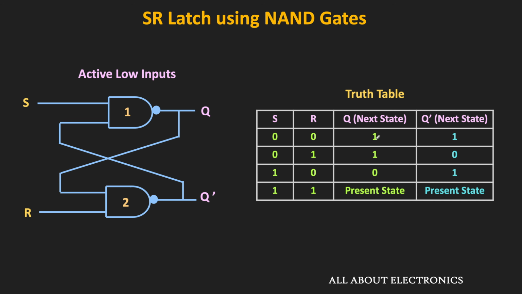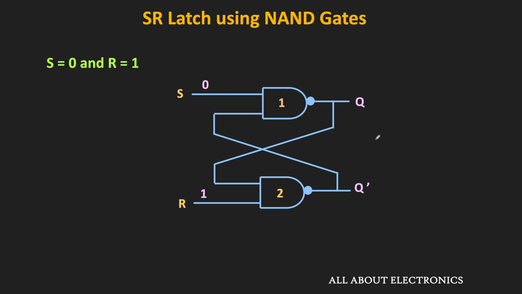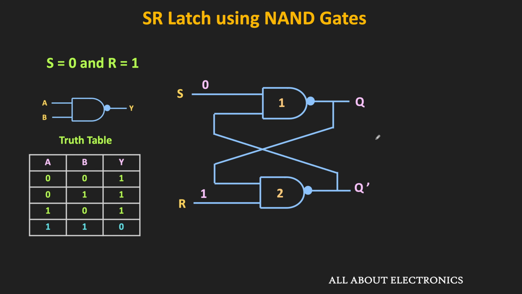So now, let us see the working of this latch for the different input combinations. First, let us see how this latch behaves when S is 0 and R is 1. If you know the truth table of the NAND gate, then when any input of the NAND gate is 0, its output is equal to 1. And whenever both the inputs are 1, then and only then the output of the NAND gate will be equal to 0. So in this case, since S is equal to 0, the output of the first NAND gate will be equal to 1.